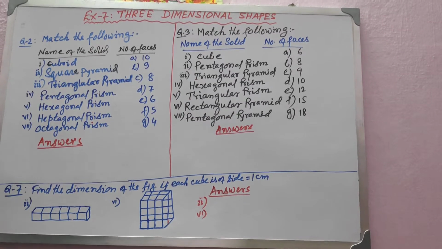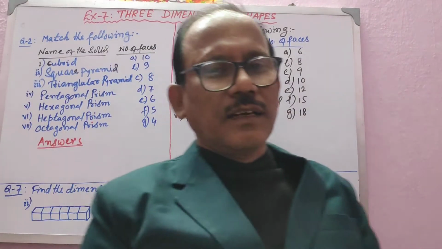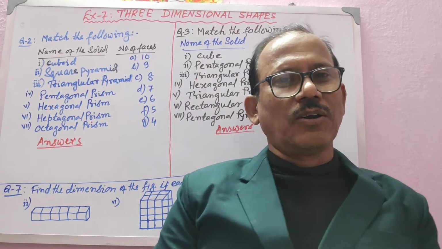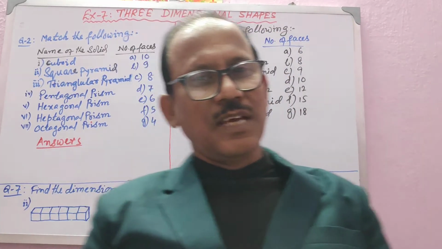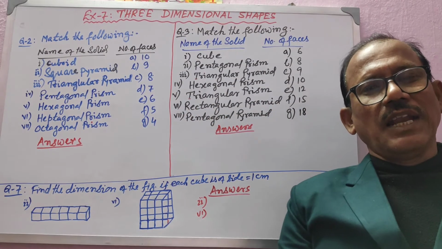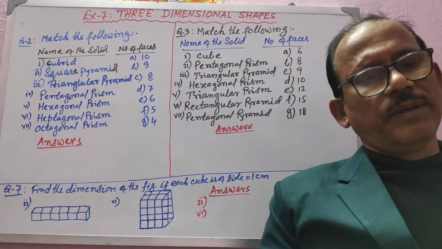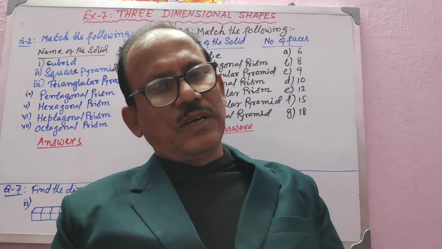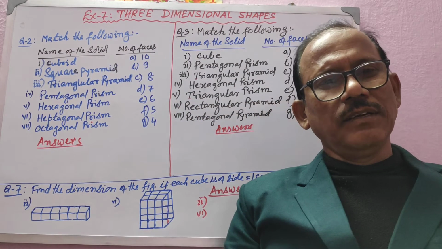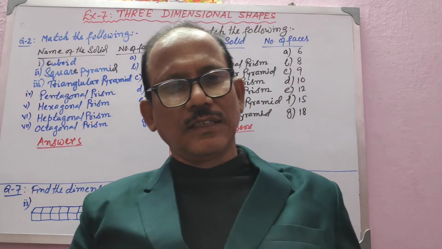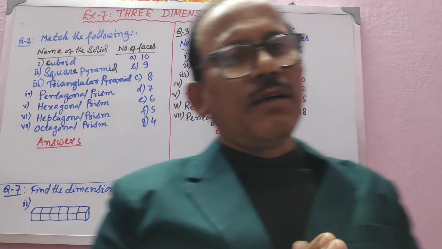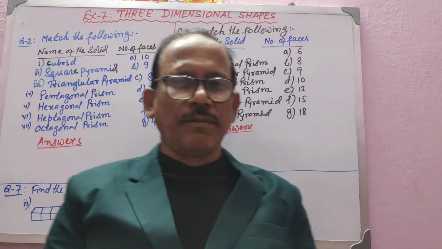Okay, students, we are discussing three-dimensional shapes, and you must have gone through the previous video and got the conception about three-dimensional solids. You know, a solid will have three dimensions: length, breadth, and height. All the objects have length, breadth, height. They are three-dimensional solids, and we have discussed various aspects of three-dimensional solids.